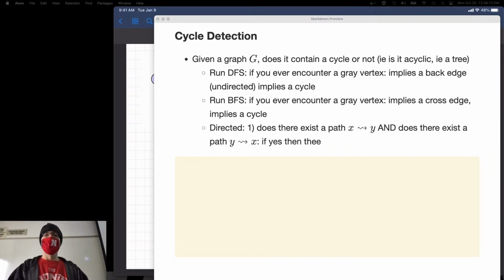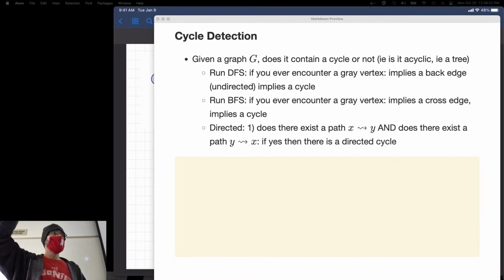Then there is a cycle, a directed cycle. Why? You can go from x to y, and then you can go from y back to x. What is that? A cycle. Now, of course, you would have to ask this question for what? For every single pair of vertices.